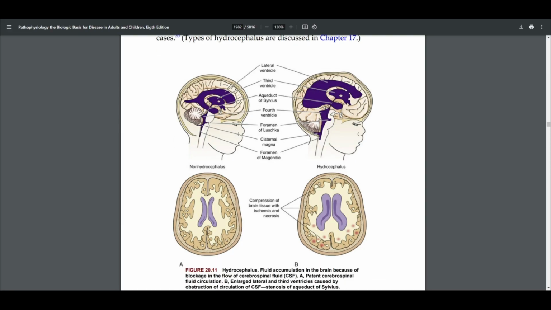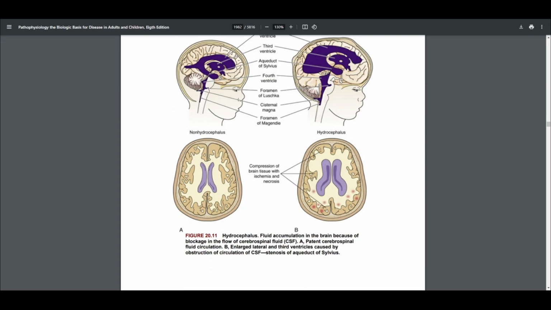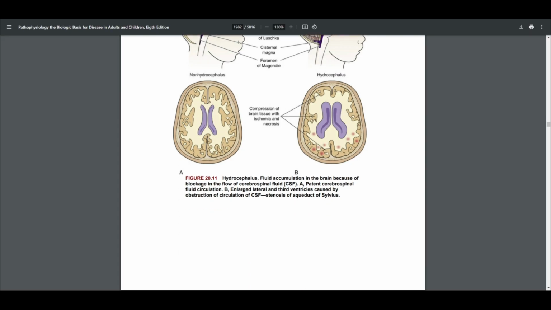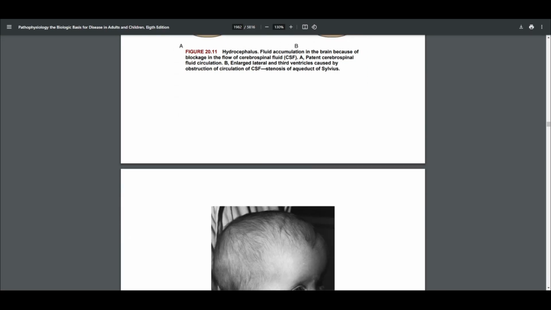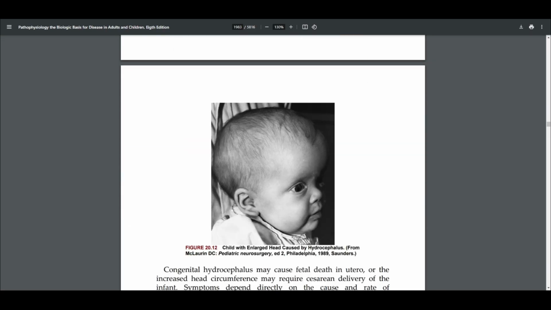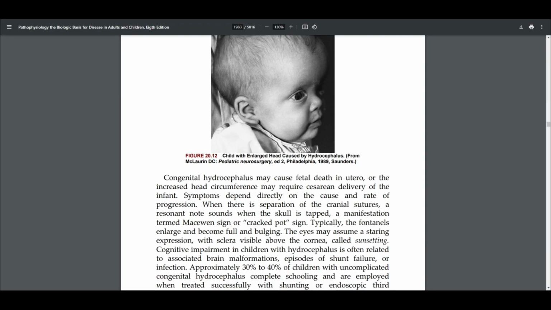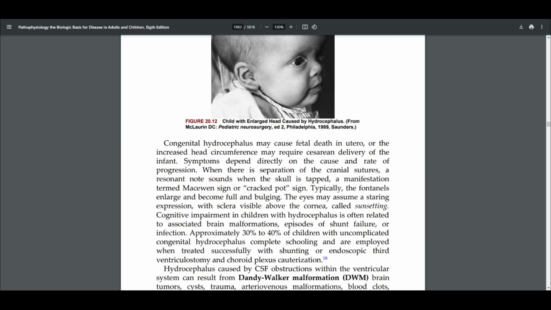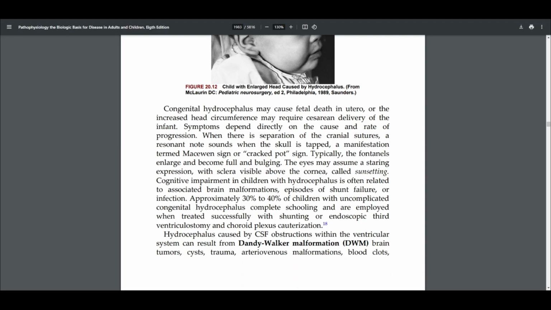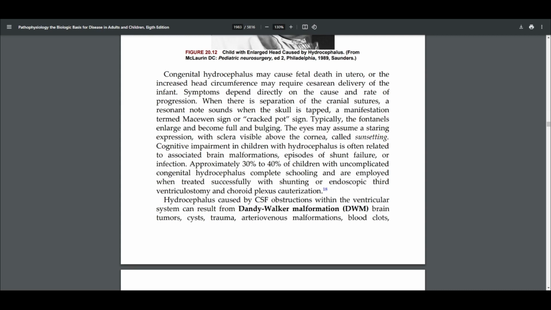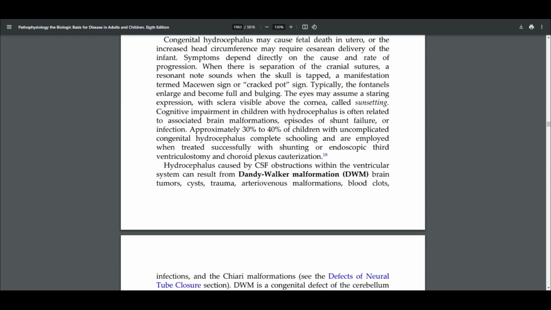So here you see a picture of hydrocephalus. Congenital hydrocephalus may cause fetal death in utero, or increased head circumference may require a cesarean delivery of the infant. Symptoms depend directly on the cause and rate of progression. When there is separation of the cranial sutures, a resonant note sounds when the skull is tapped, a manifestation termed Macewen sign or cracked pot sign.